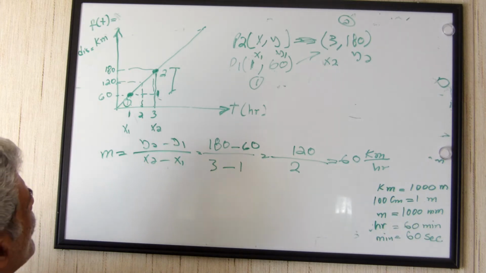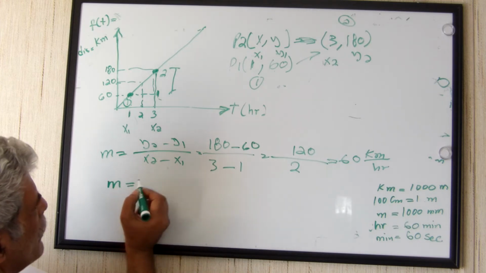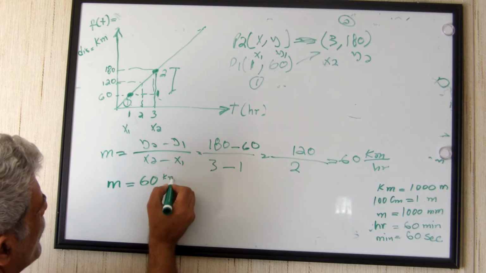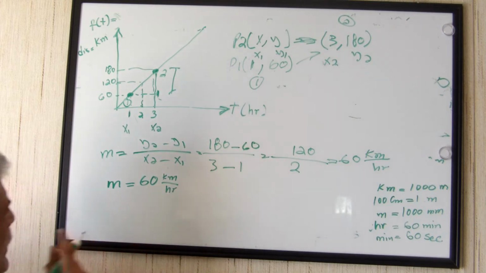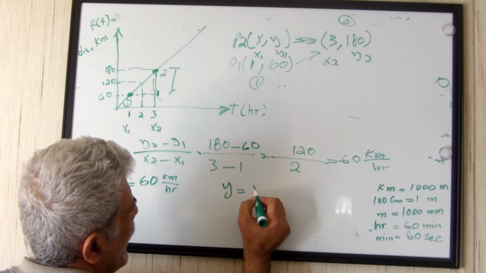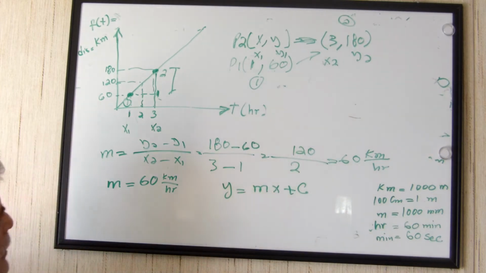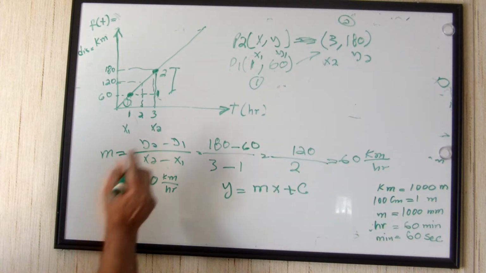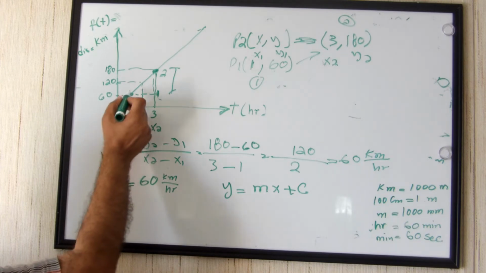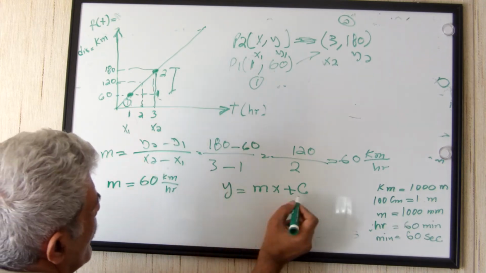So let's find the equation of this line. We have m. M is equal to 60 kilometer, we can write kilometer per hour. The equation of this line: we say that y is equal to mx plus c. There is a constant. I can see the constant is 0 because it all started from 0. We'll talk about c later.